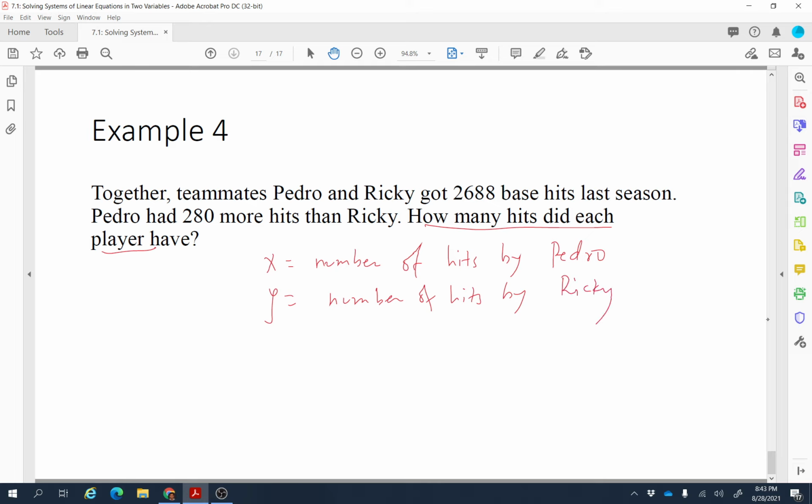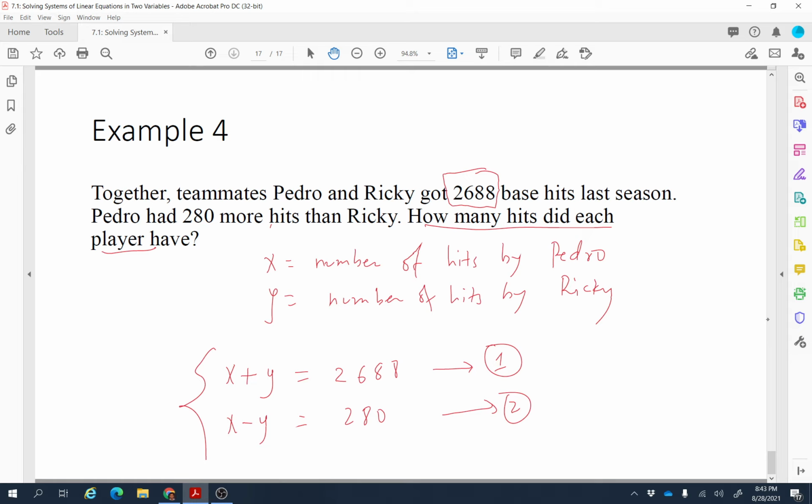Now, if we go back to this problem, it says that together as teammates, they made 2,688. That means if you add their hits, it would be 2,688. That's our first equation. The second equation is Pedro had 280 more hits than Ricky. So that means if you subtract the number of hits made by Ricky from the number of hits made by Pedro, it should be 280. So that's the system of equations, and we want to solve for x and y.